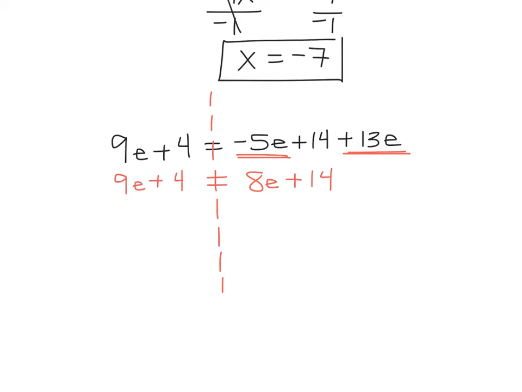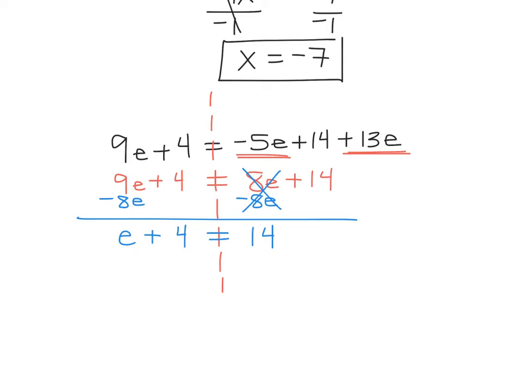Okay, so now there's no more like terms to combine, so now we can start moving things around to other sides of the equation. So look at your two numbers, 9e and 8e. I would say it makes more sense to get rid of the smaller one, so we're going to take away 8e, and whatever you do to one side, you have to do to the other. So this is gone. And I'm left with 9e minus 8e is 1e, so we can just call that e, plus 4 equals 14.